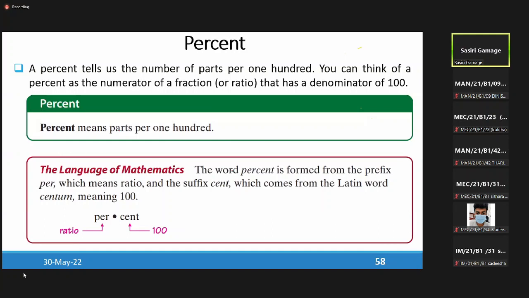Then the word percent is formed from the prefix per, which means ratio, and the suffix cent, which comes from the Latin word centum, meaning 100. Percent, percent. This is how that word comes. Per means ratio, cent means 100. Then that simply means the ratio per 100. That's how that word comes, and the idea about this.